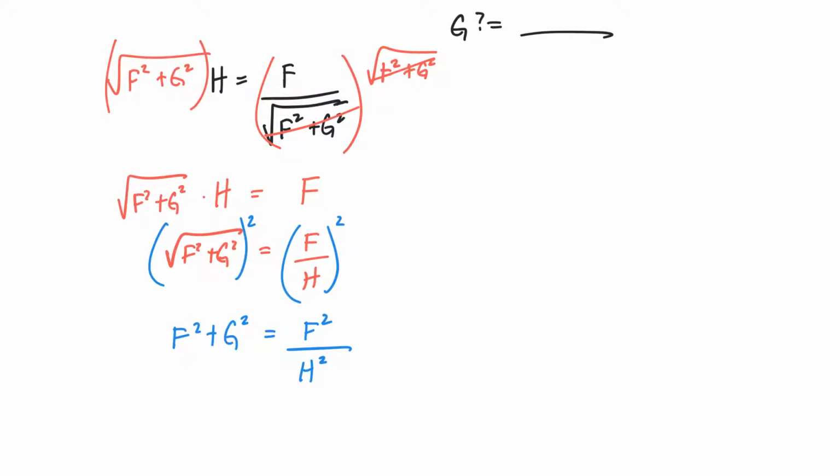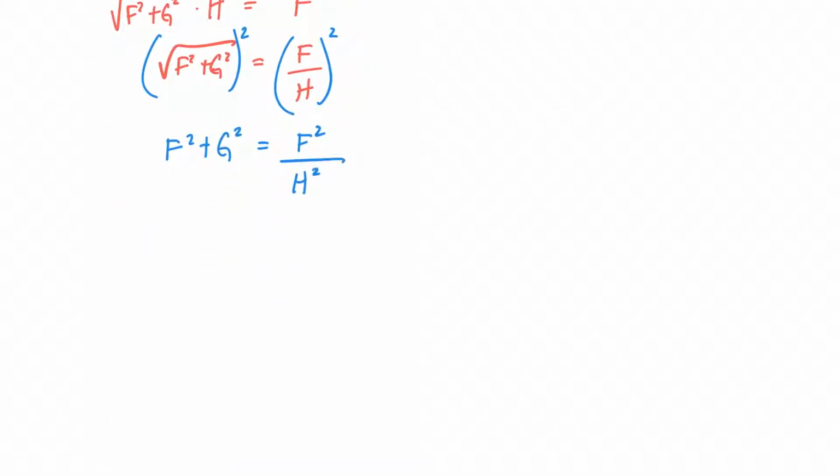It's looking a little funny. Okay. Now I'm looking for g, so I have to move the f squared to the other side. So it'll be g squared is equal to f squared over h squared minus f squared.